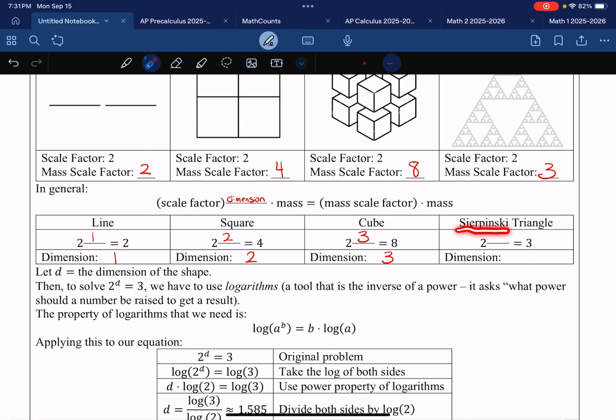So for a Sierpinski triangle, again, all of these base scale factors, the side length just went up by a factor of 2, but this mass scale factor that we figured out from the problems up above is going to be a little bit harder to get to, because 2 to what power is 3? The problem is we don't know.